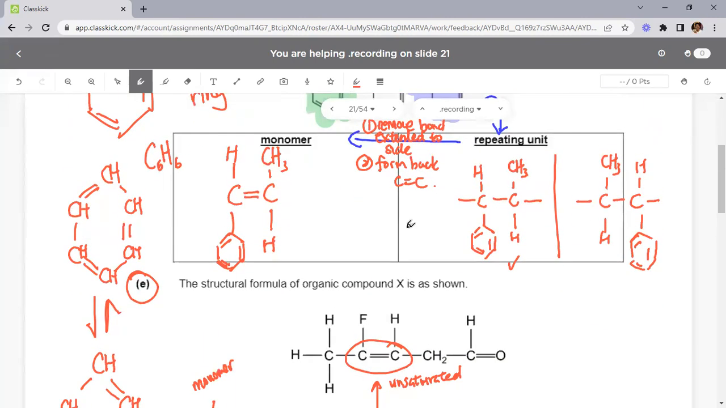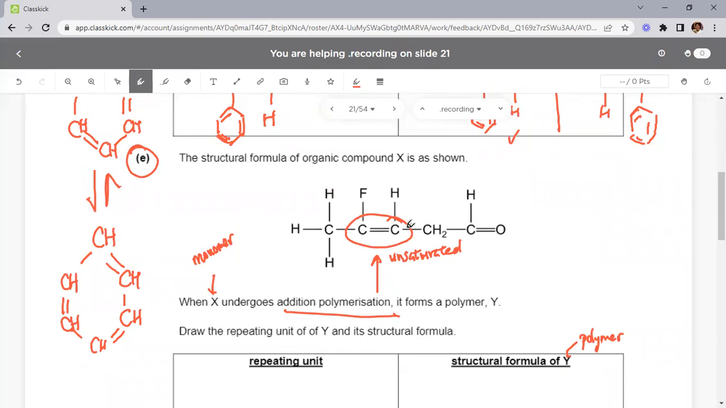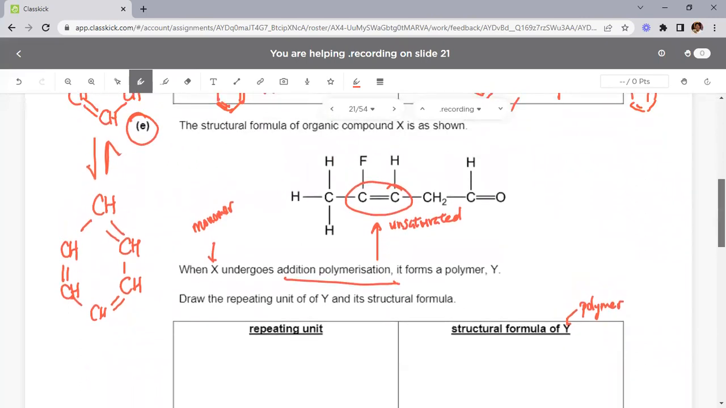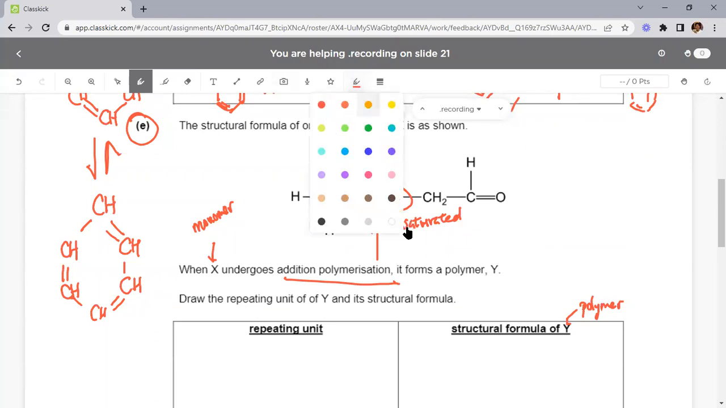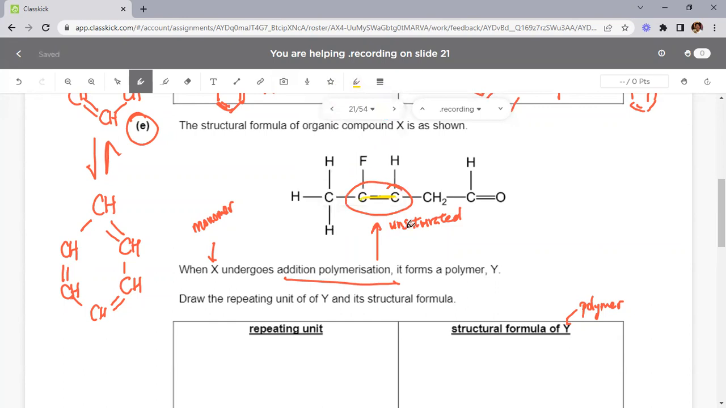Very different from what we have been drawing, because this one has no long chain towards the left and towards the right. So in order for us to be able to draw the repeating unit and the structural formula for Y, what's important is for us to rearrange this whole molecule. So always put your attention to the C double bond C. What you want is your C double bond C in the middle.